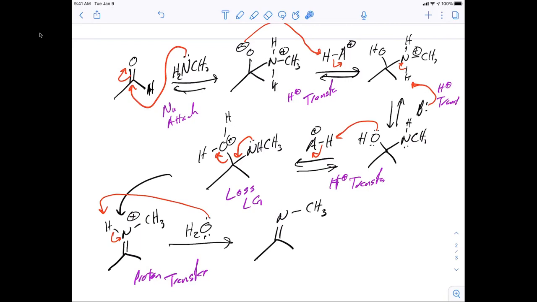Questions about this mechanism? This kind of attack, proton transfer, proton transfer, proton transfer, proton transfer, loss of leaving group, proton transfer. We're going to see this a lot throughout the rest of the carboxylic acids as well. Okay.